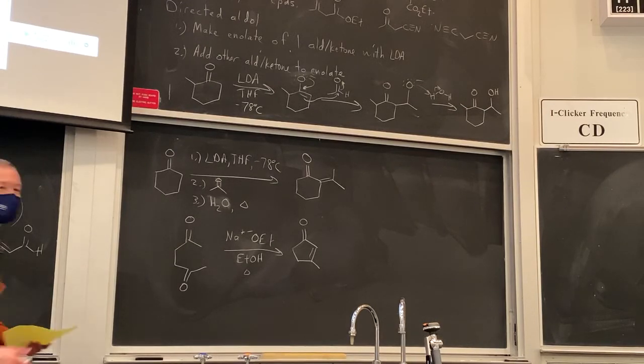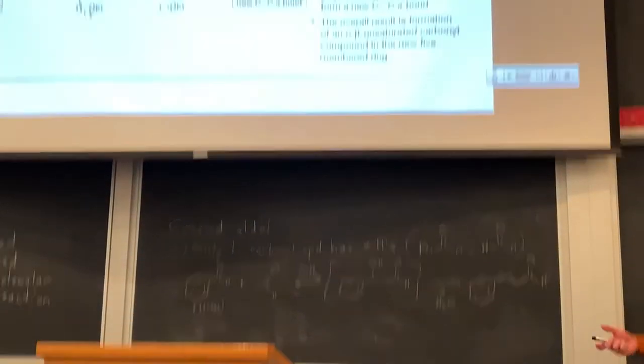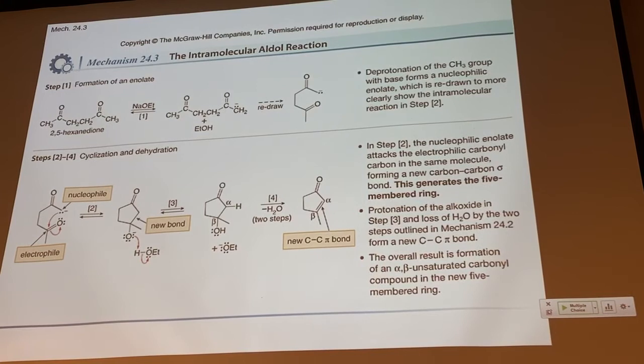Here's the mechanism on the screen. It's the same mechanism that we've shown you before for aldol reactions. It's just that the enolate and the ketone are present in the same molecule. So here's our starting compound, the same one I drew on the board. We make the enolate from sodium ethoxide.